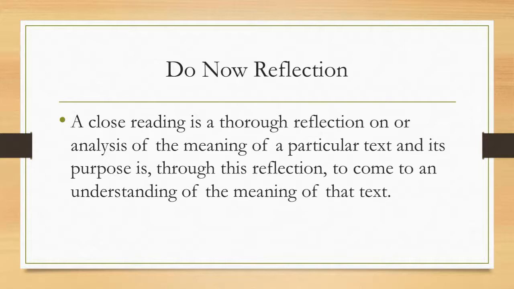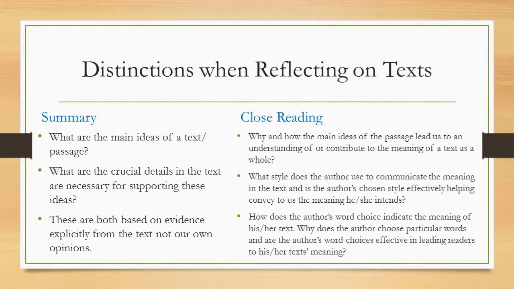In order to successfully read a text closely, you must be able to summarize it well. Think back to our first lesson on Google Classroom, where we learned what a good summary was, and that it achieves 3 things. It tells us what the main ideas of a text or passage are, and what the crucial details in the text are that are necessary for supporting these ideas. And both of these are based on the evidence from the text, not our own opinions.